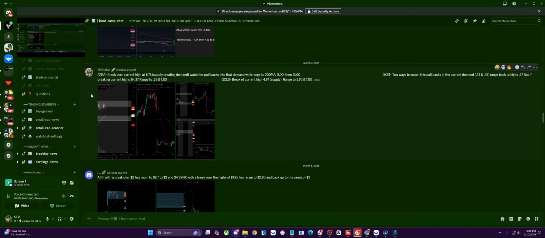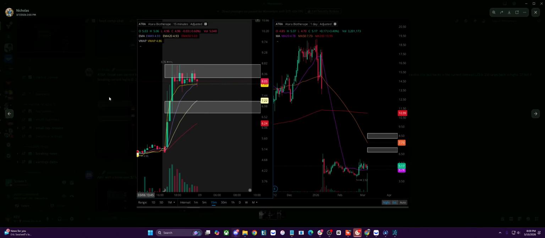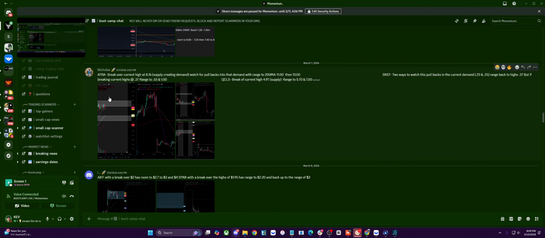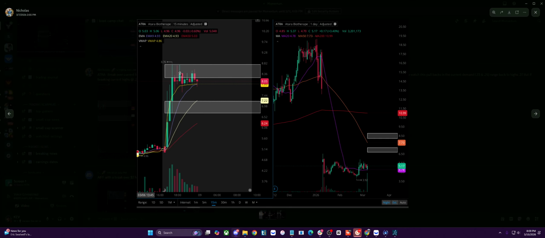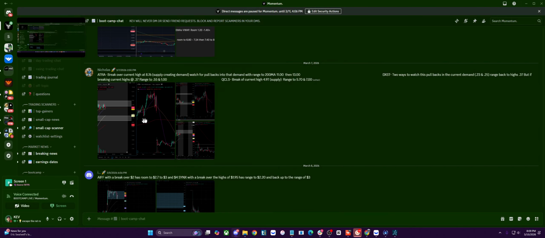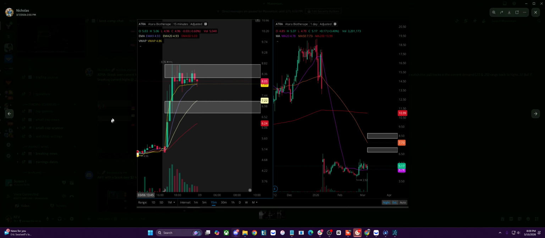Break above current high of 876. Supply overhead. Watch for pullbacks into that demand area with range to 200 moving average 11 and 13. That is on ATRA. What do you have here? You're saying to watch the break of 876, then watch for price to pull back and confirm. I love this. This is greatly drawn. Beautiful job. And that's also nice because you also have the confluence of the break of the daily 50 moving average as well. So that's also nice. Good job.